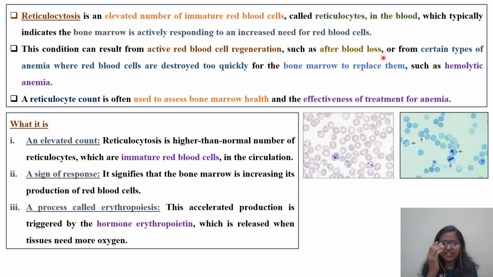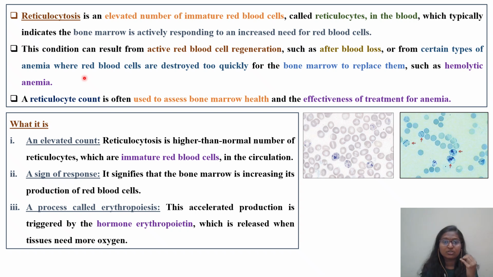If there is an accident and there is continuous loss of blood from the injured region, then your bone marrow has to get activated. It has to produce more RBCs in order to meet the oxygen carrying need and overcome the loss of blood. Or it can result from certain types of anemia, such as sideroblastic anemia or aplastic anemia.